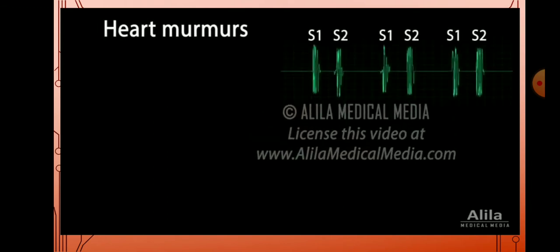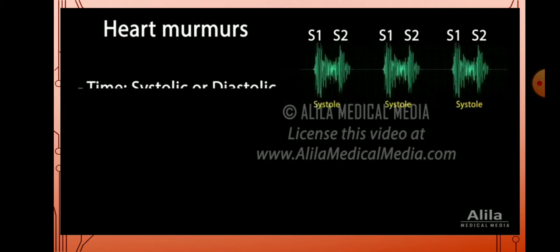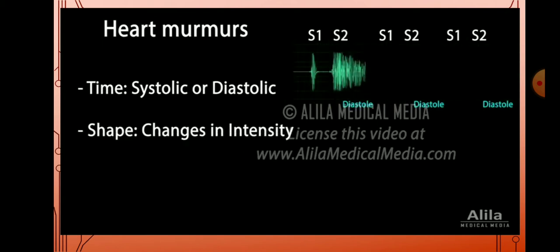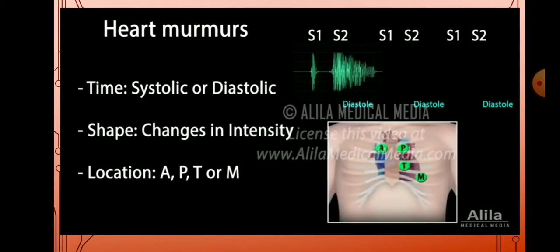Heart murmurs are whooshing sounds produced by turbulent flow of blood. Murmurs are diagnosed based on the time they occur in the cardiac cycle, their changes in intensity over time, and the auscultation site where they are best heard.